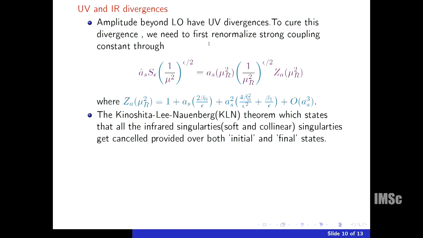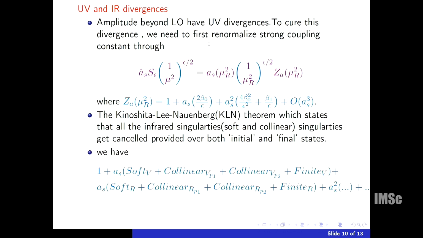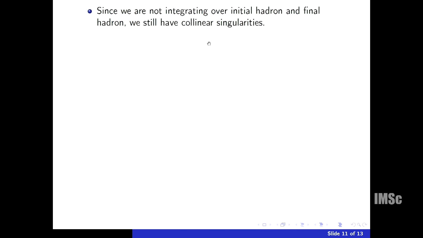The KLN theorem states that if you add all the diagrams and integrate over all the initial and final states, the remaining infrared singularities will get cancelled out. At any order, you will have soft and soft-collinear divergences coming from virtual diagrams, and similarly soft and collinear ones coming from real diagrams. Once you add all the diagrams, the soft divergences coming from virtual diagrams and from real diagrams will get exactly cancelled out.